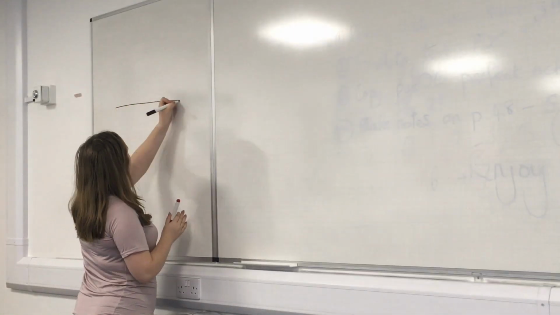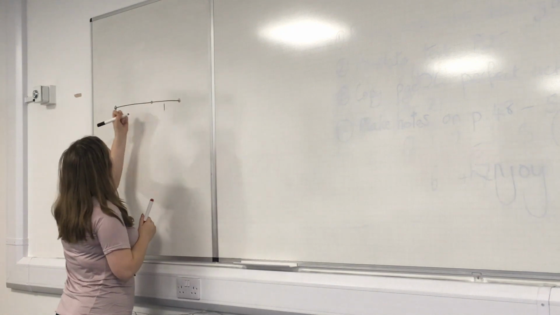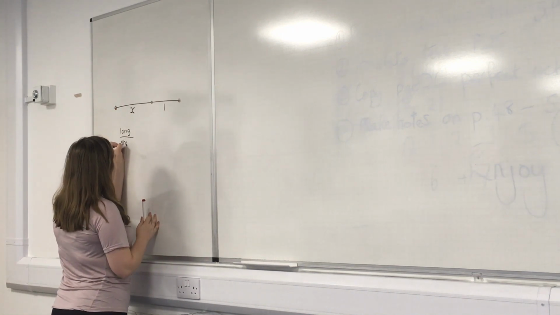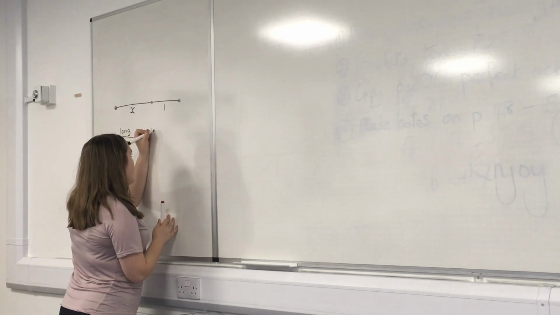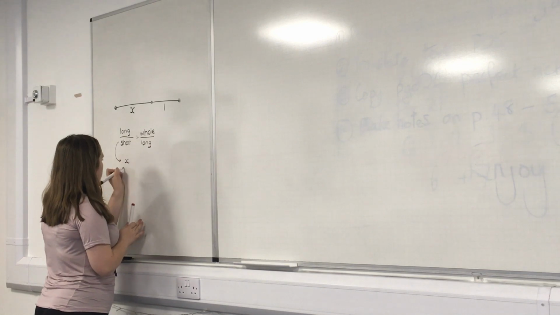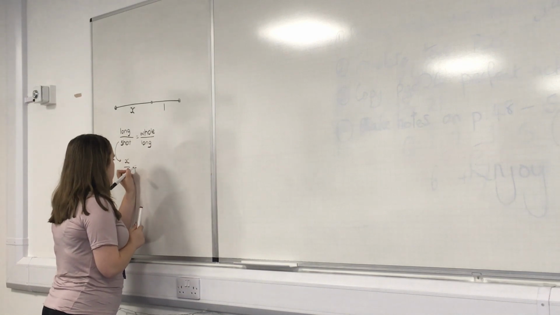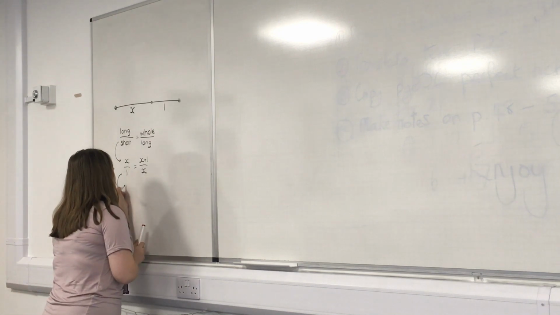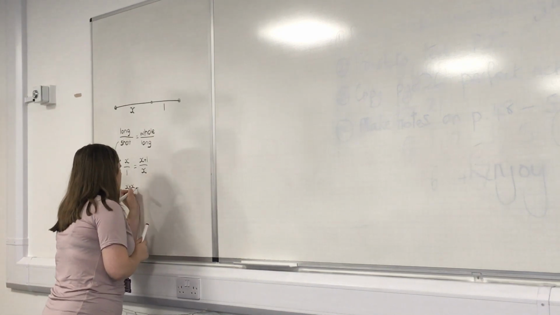The value of phi can be derived by drawing a line split into two segments with lengths 1 and x, where x is greater than 1. The ratio of the longer length to the shorter length is the same as the ratio of the whole length to the longer length. This ratio is equal to the golden ratio. Using our values of 1 and x, we get that x over 1 equals x plus 1 over x.